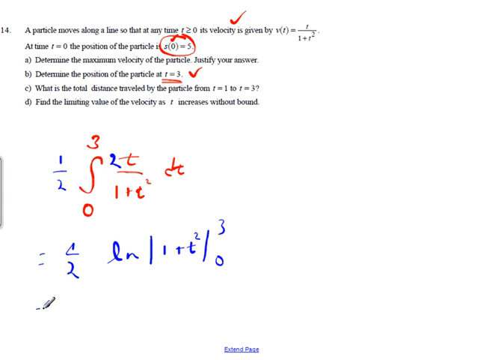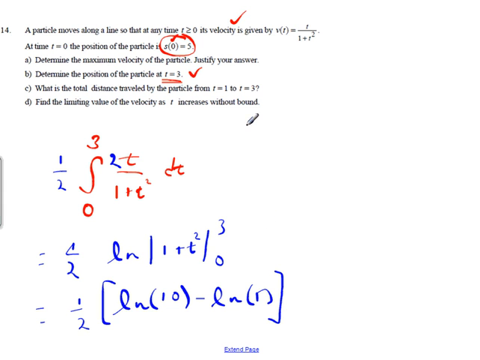Well, simplifying this, we have 1/2 times ln, and then plug 3 in, ln of 10, minus ln, putting 0 in, of 1. And we know everything about ln. We know that ln of 1 is 0, so that goes away.